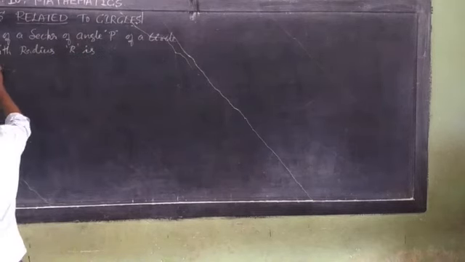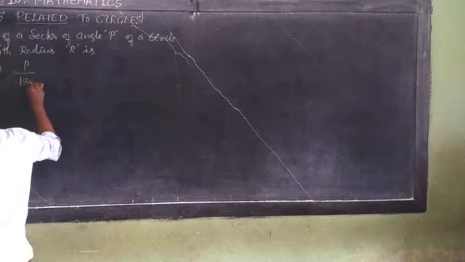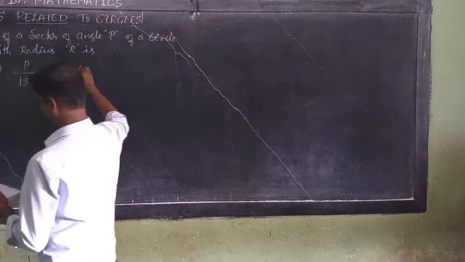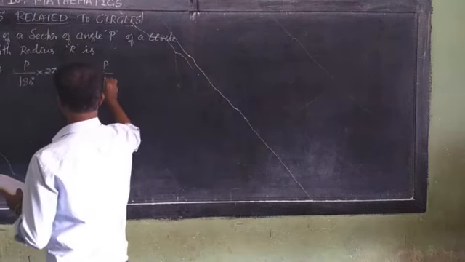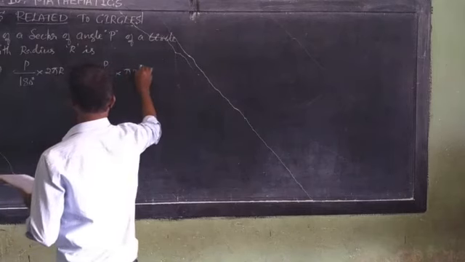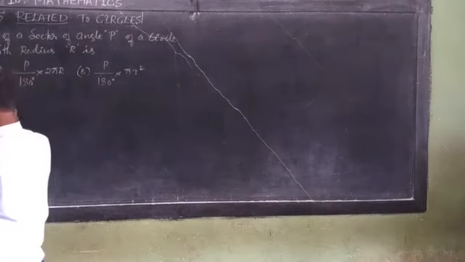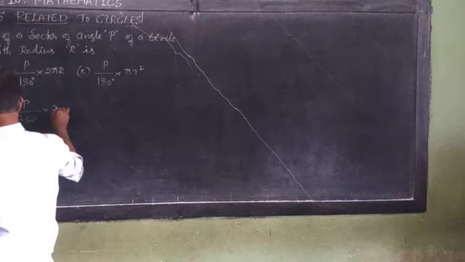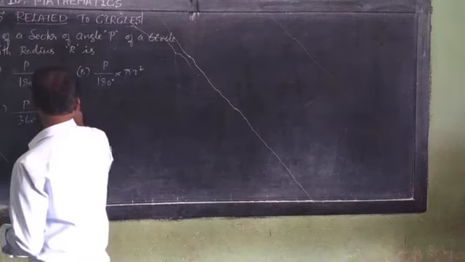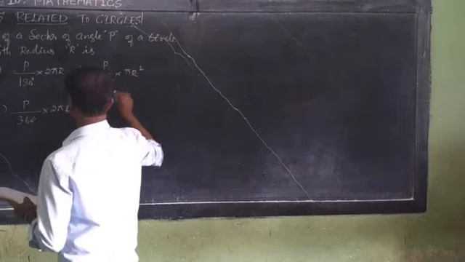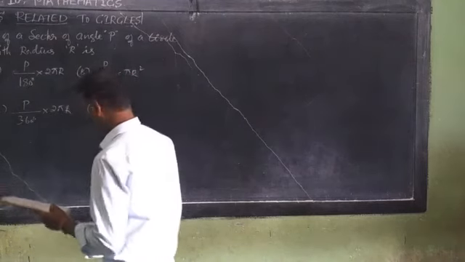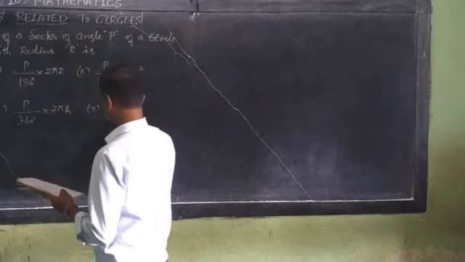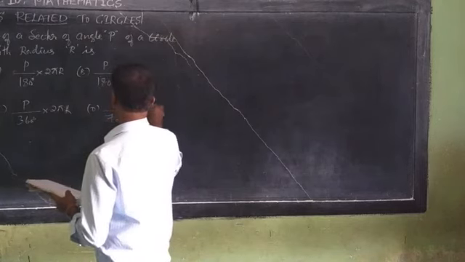Option A: P by 180 into 2 pi R. Option B: P by 180 into pi r square. Option C: P by 360 into 2 pi R. Option D: P by 720 into 2 pi r square.